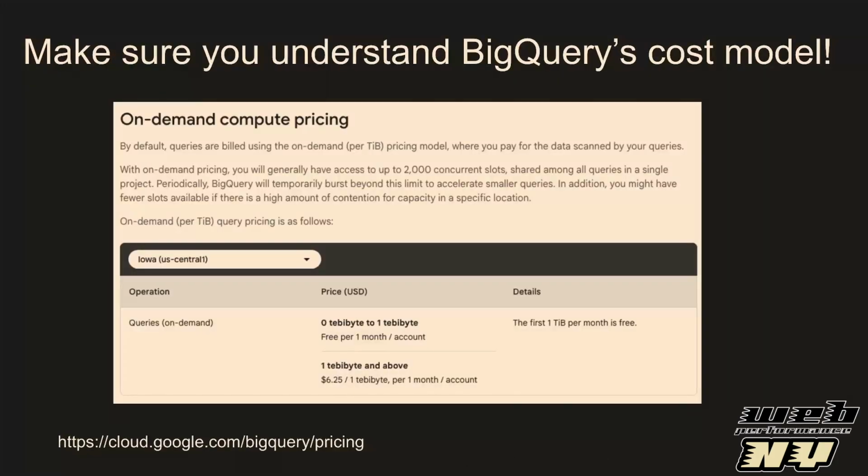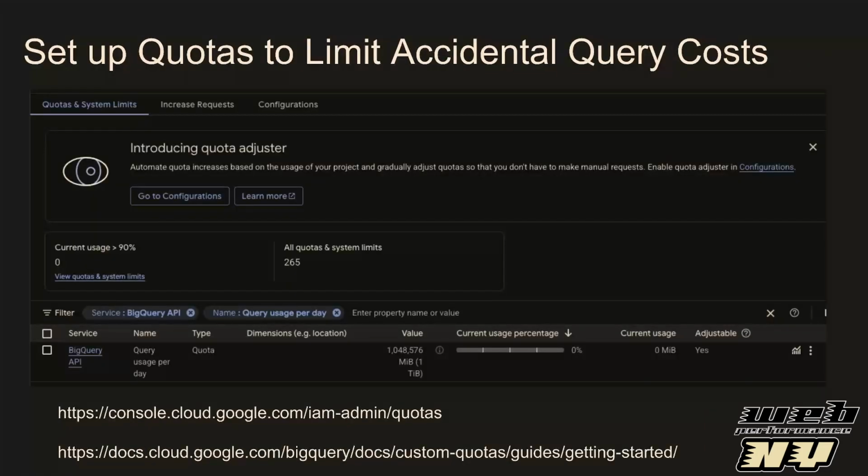If you use BigQuery a lot at work, you may find that you have different pricing or different cost models. For example, when I'm working with BigQuery, it's based on slots. There's a certain limited amount of capacity and you can run as many queries as you want within that capacity that's allotted. But if you signed up for a Google Cloud account, this is what the billing would look like. You could set up quotas to limit accidental query costs.